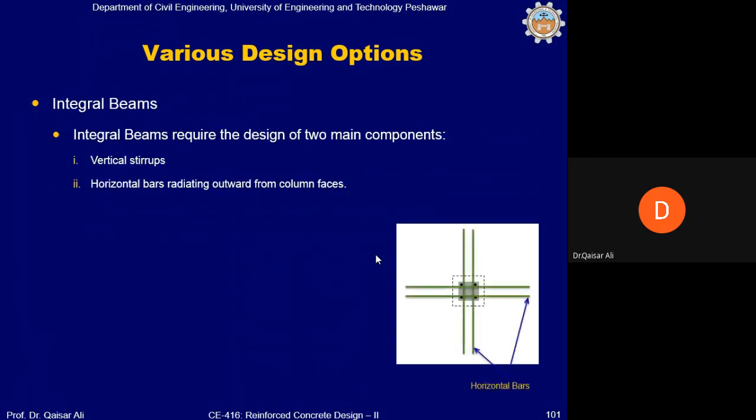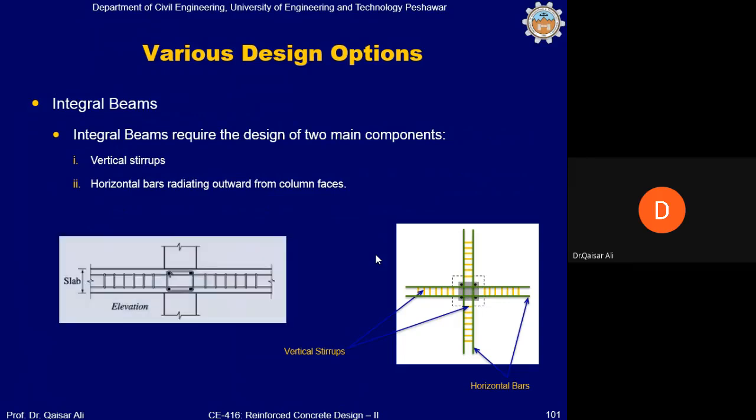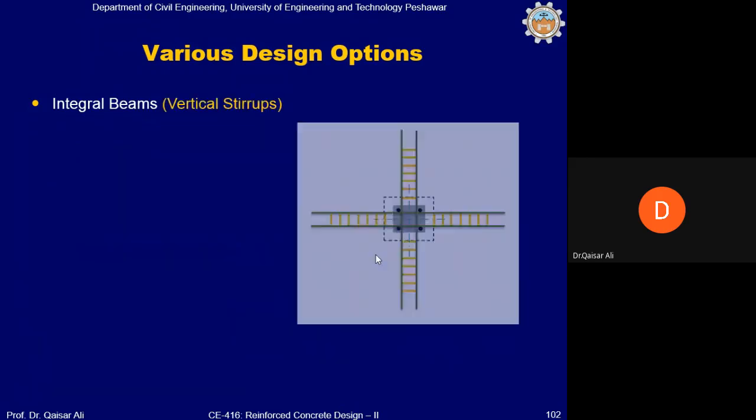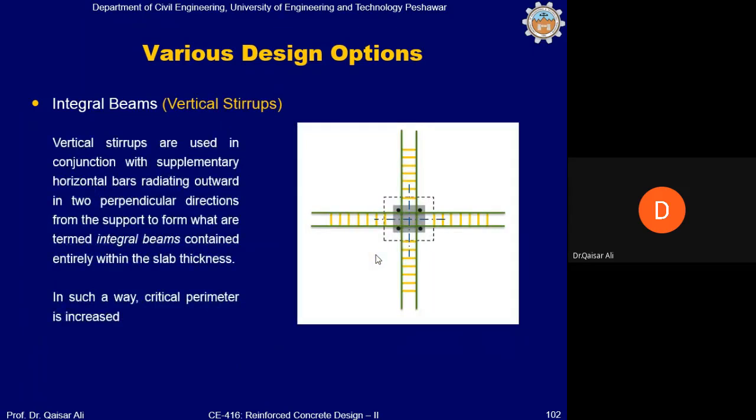Okay, in the case of integral beam, there are two things which need calculations. One is the length of these horizontal bars to be provided on top of the column in this form, and the other is the reinforcement, that is the vertical stirrups, shear strength, that is to be provided. Both of these shall be calculated. Okay. The length of these bars will be calculated in this manner.